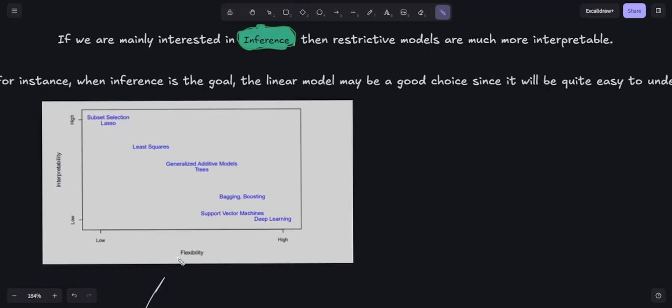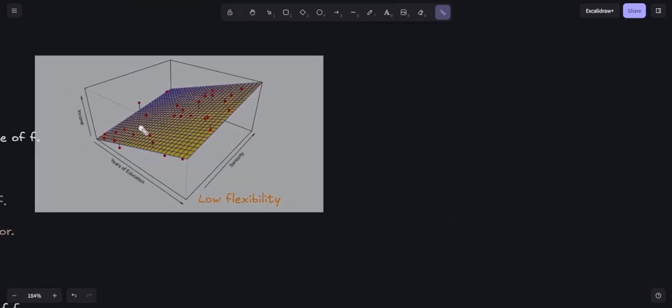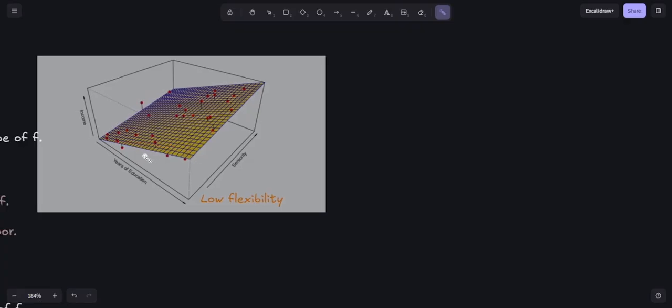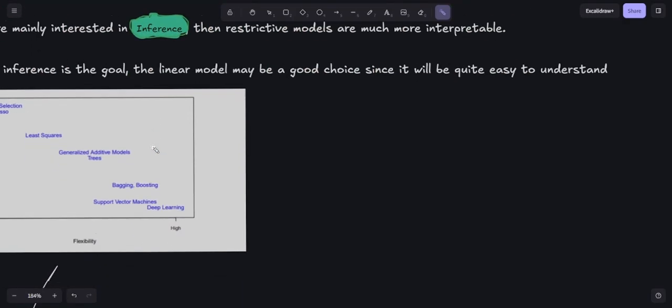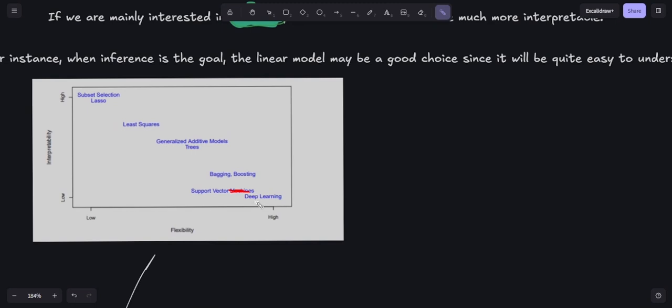This is the flexibility, and this is the interpretability. Linear regression can be very easy to interpret. In this example, it is very easy to interpret, and it is very easy to plot. Unlike the other one, deep learning, it is very hard to interpret, very low interpretability, but it is deeply flexible.